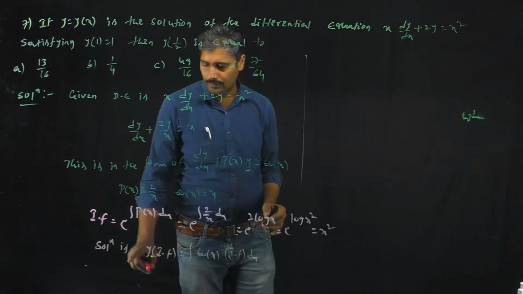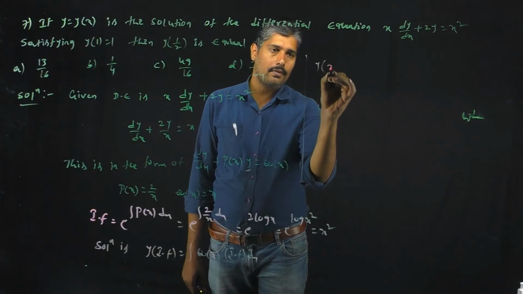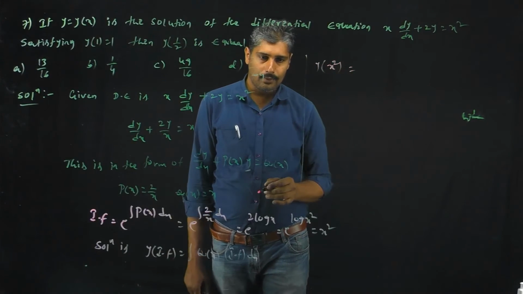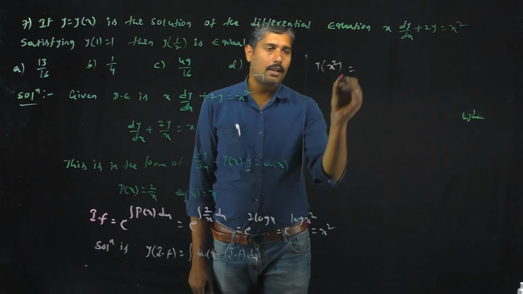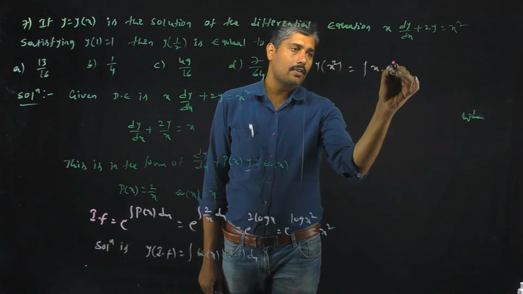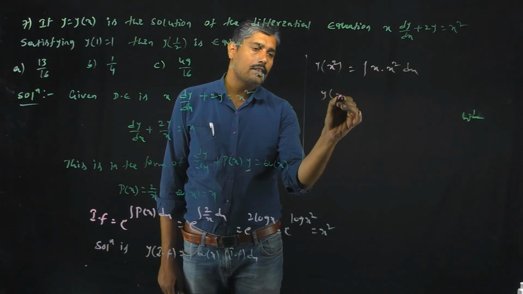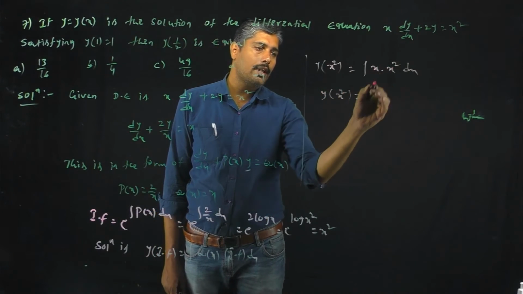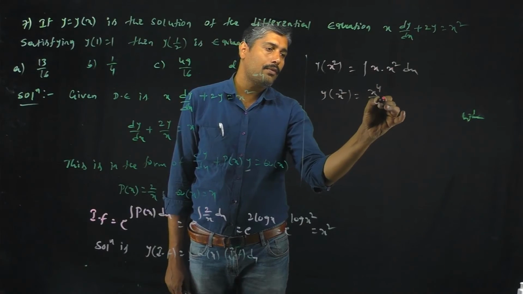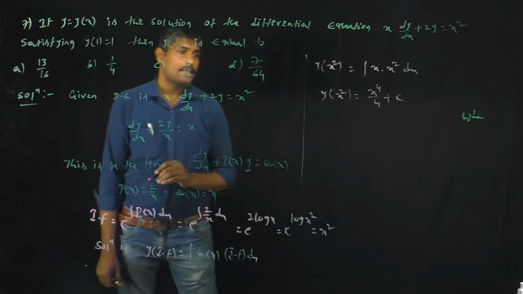Therefore, y into integrating factor x square equals integral q of x, which is x, into integrating factor x square dx. That is, y into x square equals integral x cube, that equals x power 4 by 4 plus c.